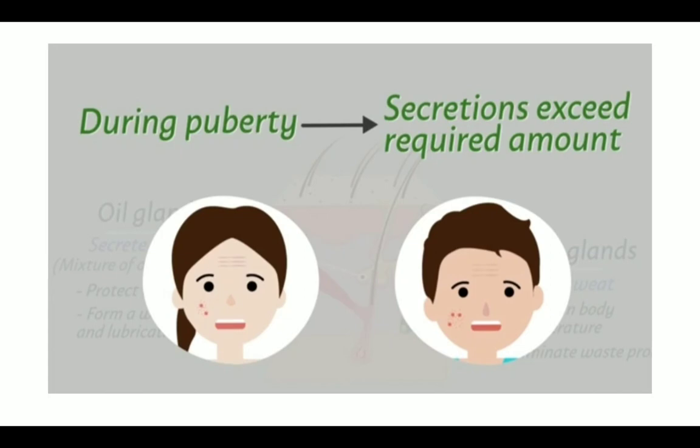So during puberty or after attaining puberty, the secretions will be in excess of the required amount. For example, I already told you pimples can be found over the skin during this adolescent period. The reason is excess secretion of the oil gland.